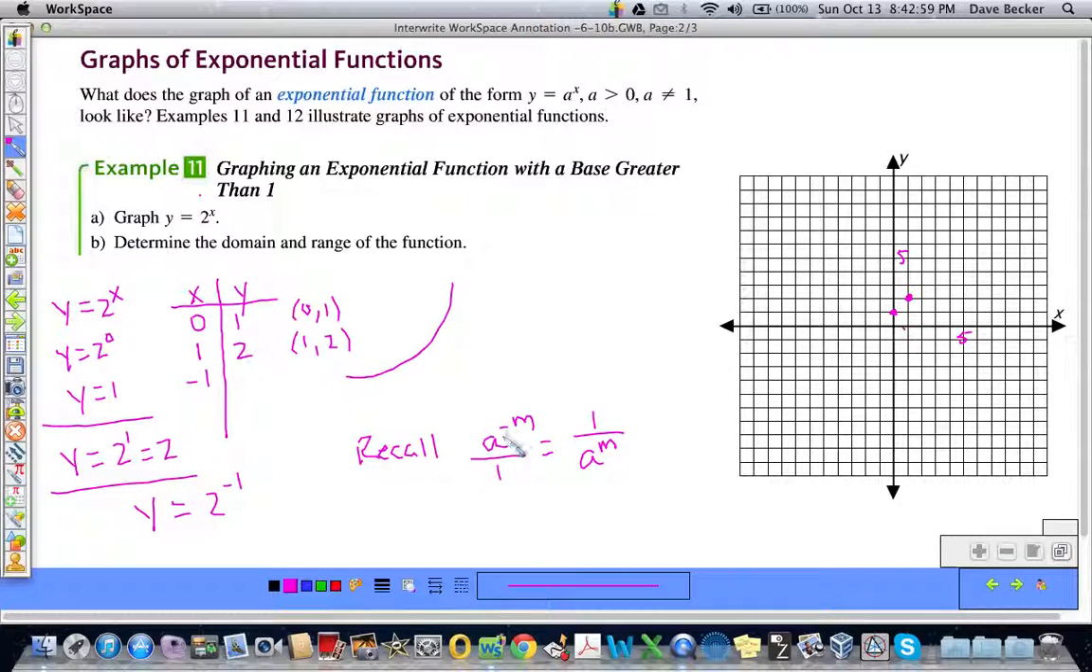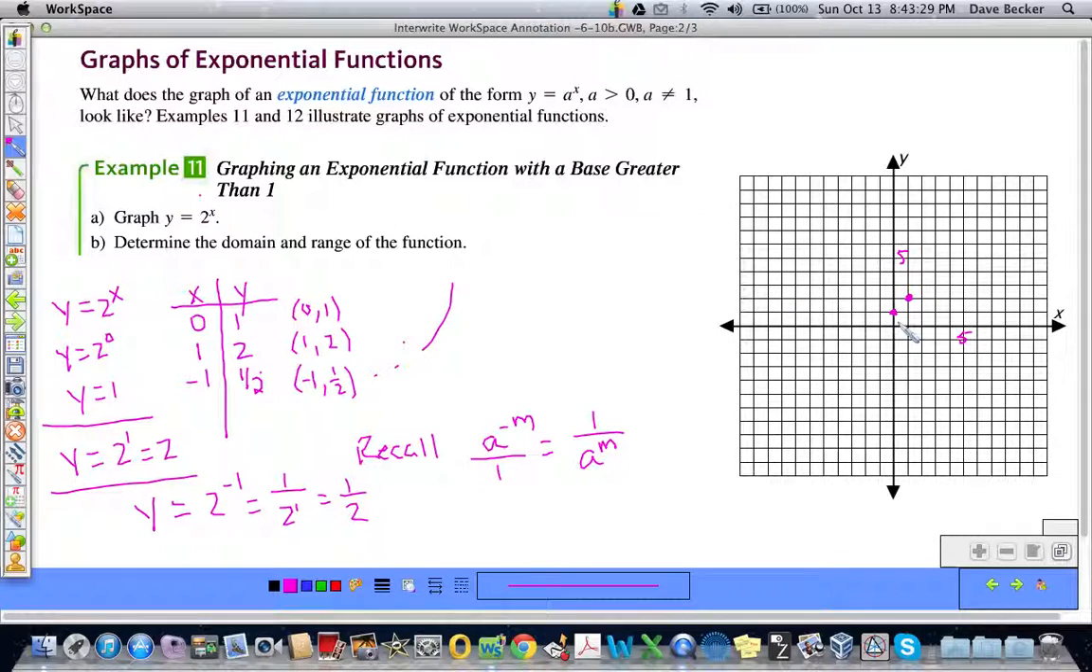So we take a to the -m, move it down to the denominator, and the exponent becomes positive. So the same thing here. I can write this as 1 over 2 to the first power, and it becomes positive, and anything to the first power is itself. So at -1, y is equal to 1/2. That gives me the ordered pair -1, 1/2.